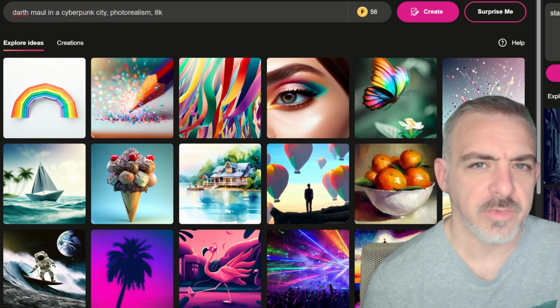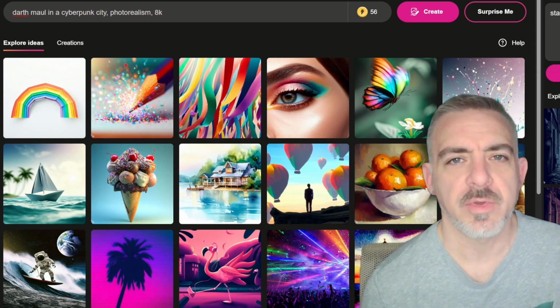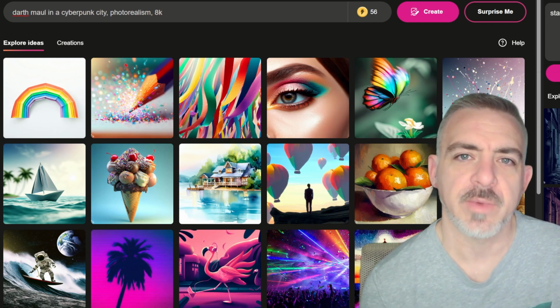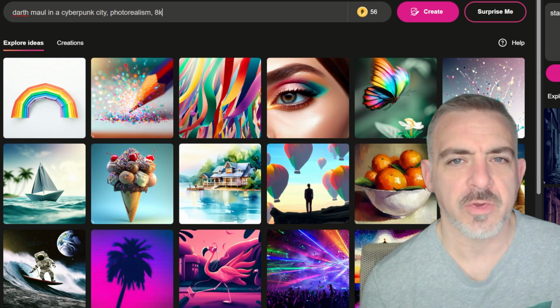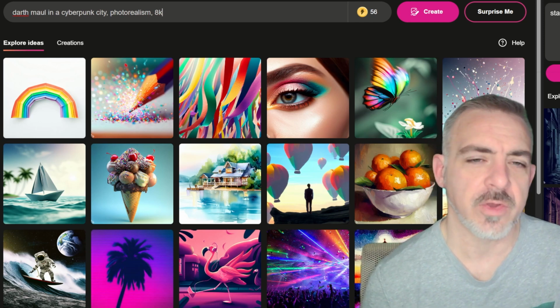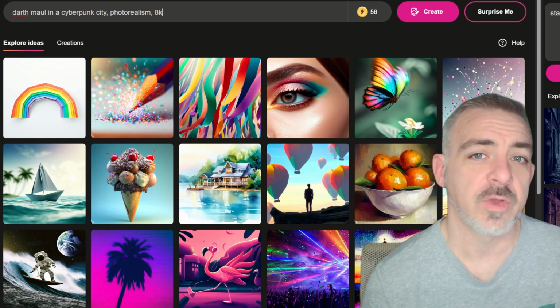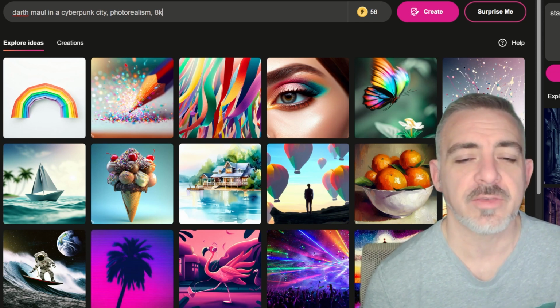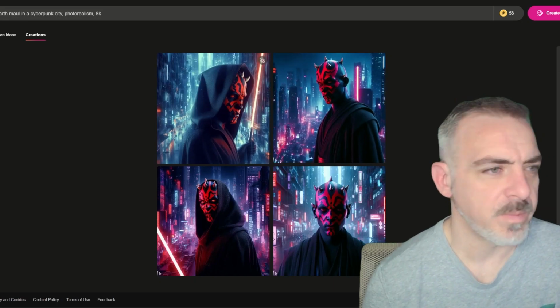Right, so the prompt I'm going to use here is Darth Maul in a cyberpunk city, and then I put photorealism 8K. Those little parameters work really well in Midjourney. We'll see if they work well in DALL-E as well. So let's go ahead and run that, take a look at it, and then we'll compare the results to what ChatGPT gives us. All right, so this is what Bing gave us.